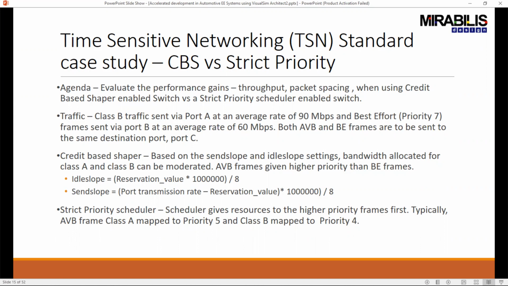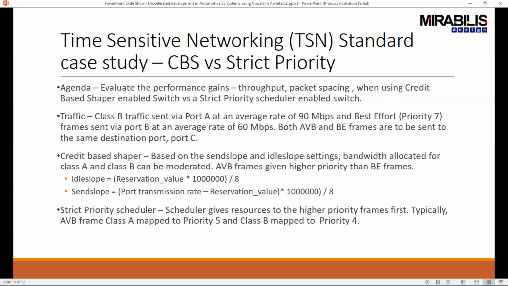So we need to evaluate this in order to identify whether we need to invest in the newer protocols and technologies. For evaluating this test case, we have two traffic generators. One is a class B traffic sent via port A at an average rate of 90 Mbps, and another generator is generating best effort traffic at an average rate of 60 Mbps. They are both being sent to the same destination port, and we are using a credit-based shaper.